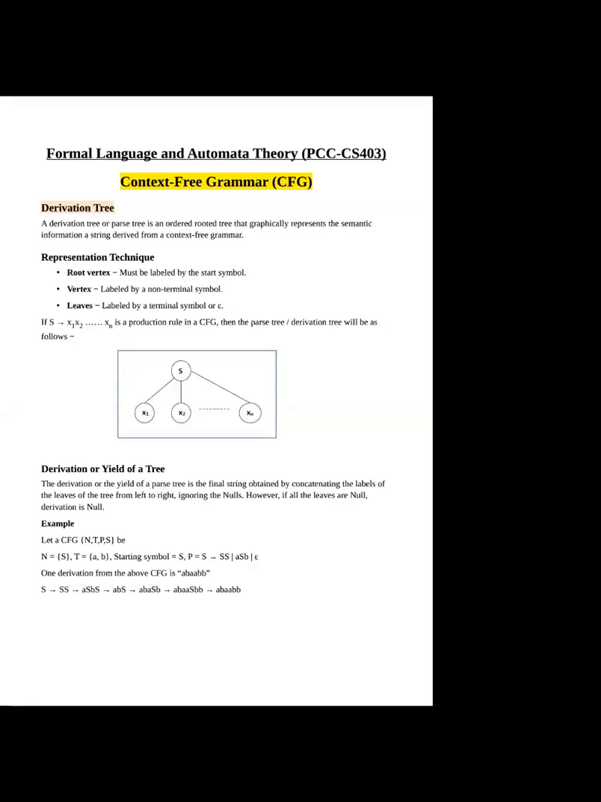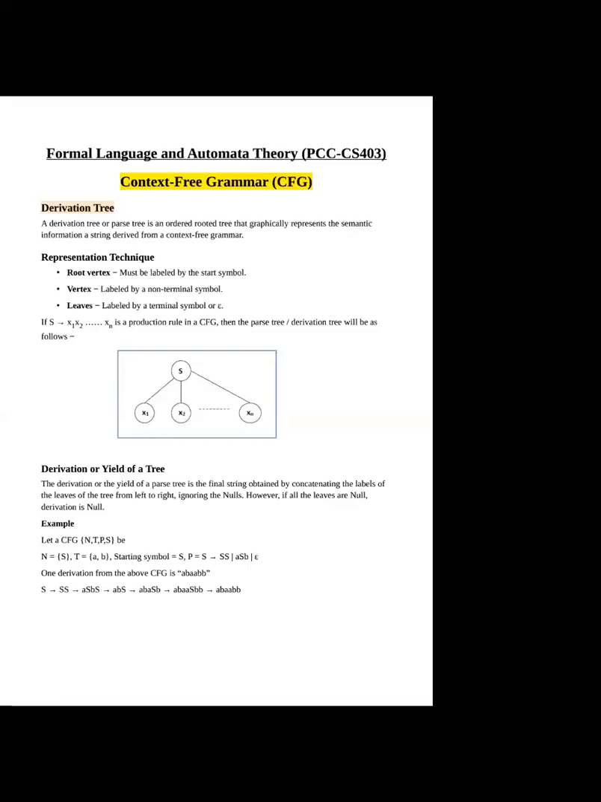So, context-free grammar. In our class, we discussed that according to Chomsky classification, there are four types of grammars: type 0, type 1, type 2, and type 3. Type 0 is phrase structure grammar. Type 1 is context-sensitive grammar. Type 2 is context-free grammar, and type 3 is regular grammar. We already discussed many things about regular grammar. Today we'll discuss context-free grammar, that is type 2.